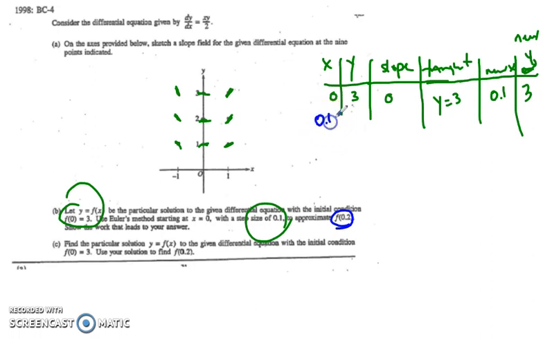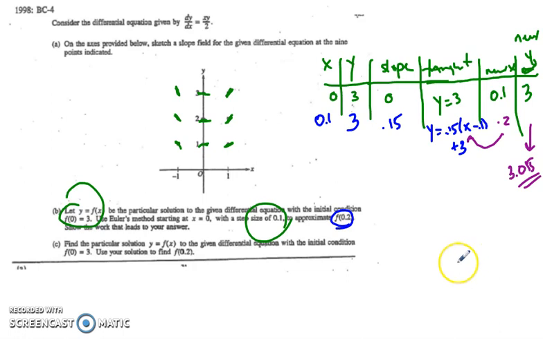So now for my second step, I bring over my new x and my new y from here to my second row. And I plug these into the slope. So 0.1 times 3 is 0.3, over 2 is 0.15. So my tangent line is going to be a slope of 0.15 times (x minus 0.1), plus 3. My new x value is 0.2. If I plug that in for x there, I get 0.15 times 0.1, which is 0.015. And my new y value is 3.015, which is the answer to part B.